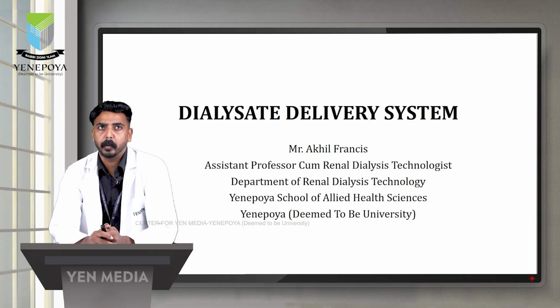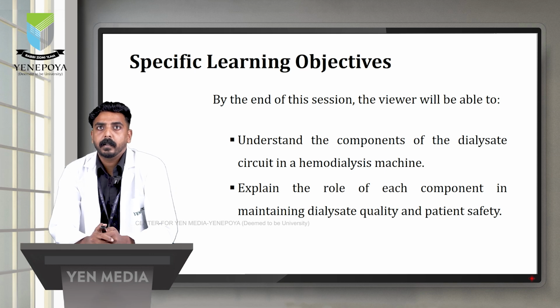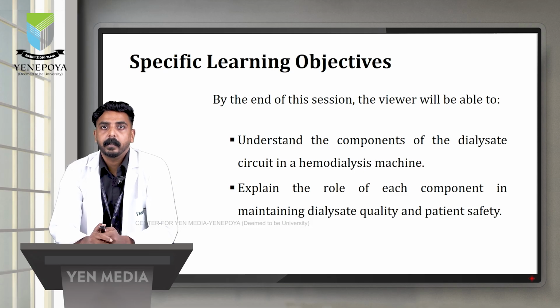Today we are going to learn about the dialysate delivery system. Moving on to the specific learning objectives, by the end of the session, the viewer will be able to understand the components of the dialysate circuit in a hemodialysis machine, and explain the role of each component in maintaining dialysate quality and patient safety.